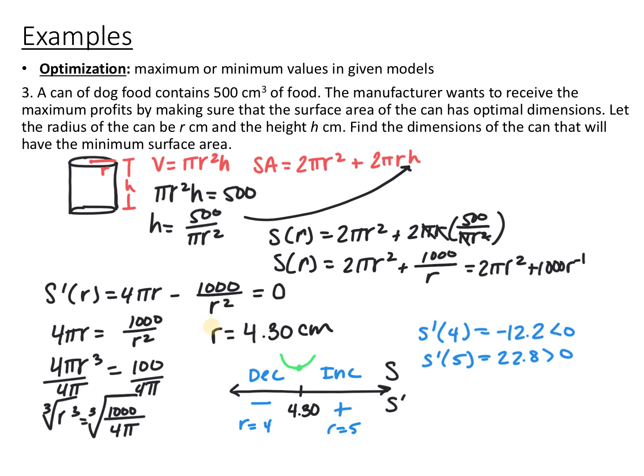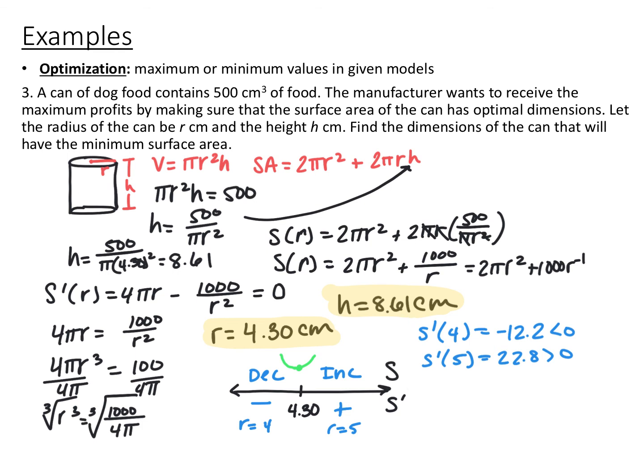So we now know that we want our radius to be 4.30 centimeters. So just pause the video and find the height. So we knew up here that height was 500 divided by pi times the radius squared. So I just plugged in 4.30 for the radius, and we end up with a height of 8.61 centimeters. So the dimensions that give us a volume of 500 cubic centimeters but minimize surface area, which would therefore minimize cost and maximize profits, would be a radius of 4.30 centimeters and a height of 8.61 centimeters.